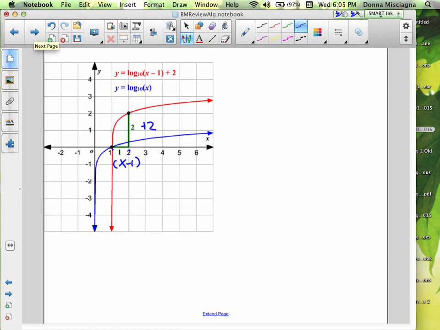This will change our vertical asymptote. So now our vertical asymptote is going to be here, at x equals 1. And of course our domain would change as well. So we can have more than one transformation.